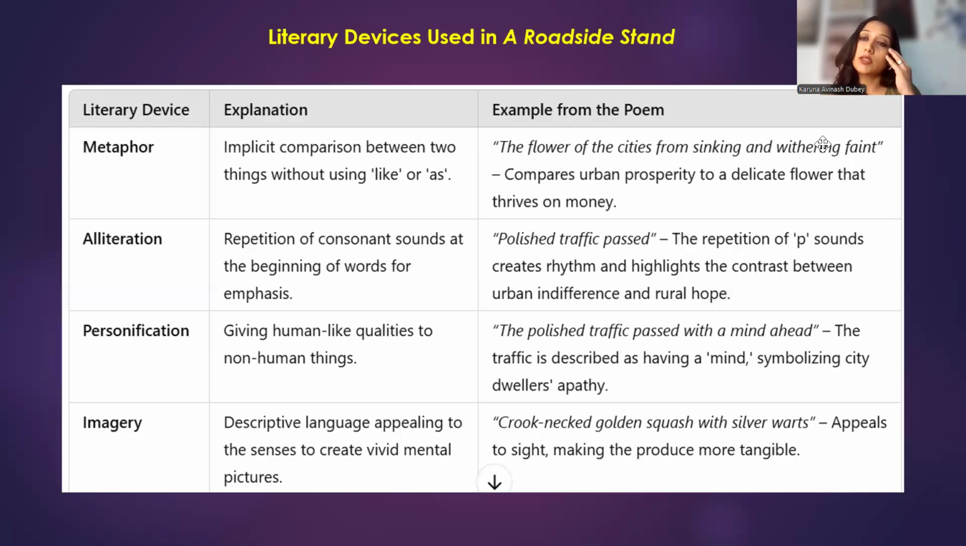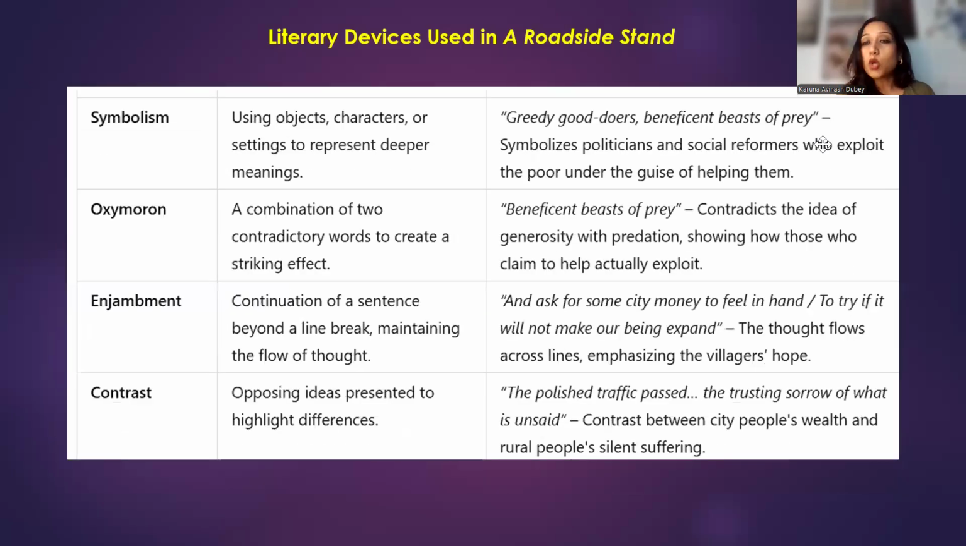Imagery, what is it? When we read something and an image forms in our mind. So crook necked golden squash with silver warts, that's an imagery. While reading it, an image is created of how it would look. Symbolism: objects having deeper meaning are called symbolism. Greedy good doers, beneficent, beasts of prey. What do they symbolize? They symbolize politicians, bureaucrats in power.